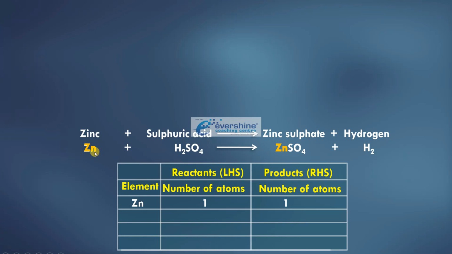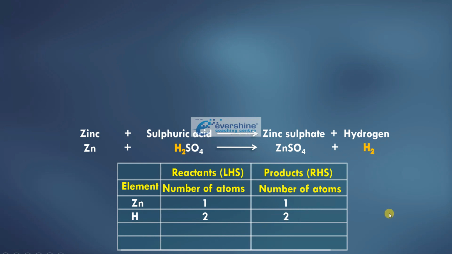Now we can ensure that on the reactant side we have 1 atom of Zn, and on the product side also we have 1 atom of Zn. Correct? Next element is what? Hydrogen. Now on the reactant side, how many hydrogens are present? Can you see here 2? Below this H we can see there is a 2. Yes, so it means there are 2 hydrogens on the reactant side. Then how many hydrogens are present on the product side? We can just write 2. Here also we can see there are 2 hydrogen atoms.